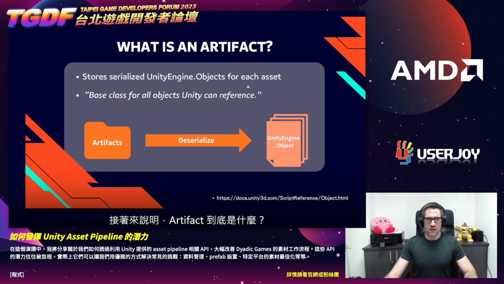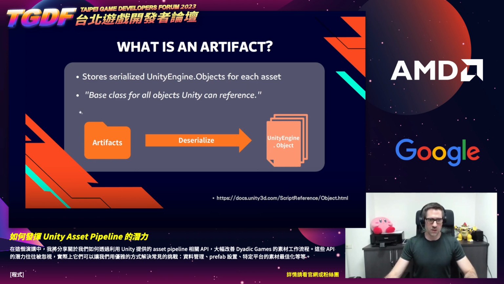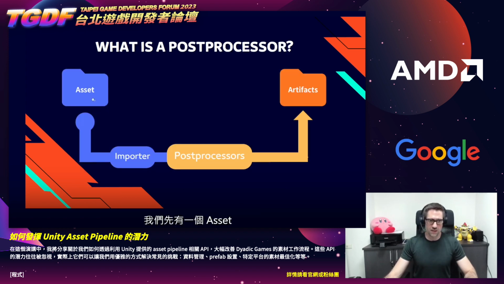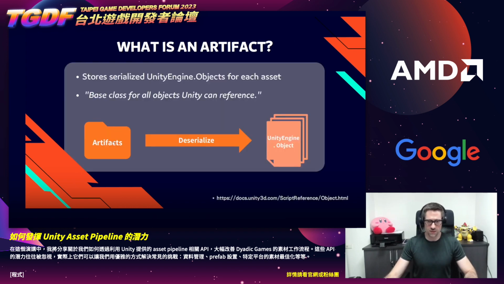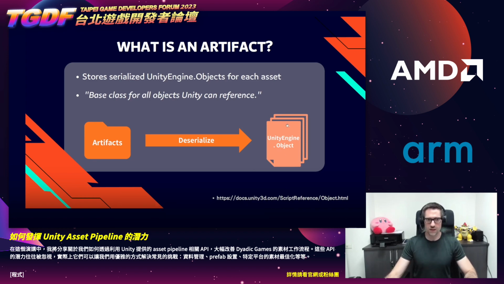Now, what is an artifact exactly? An artifact stores serialized Unity engine objects for each asset. So we know over here we have the asset. It goes through the import and the post-processor. It becomes the artifact. And when we deserialize the artifact, we get a bunch of Unity engine objects.